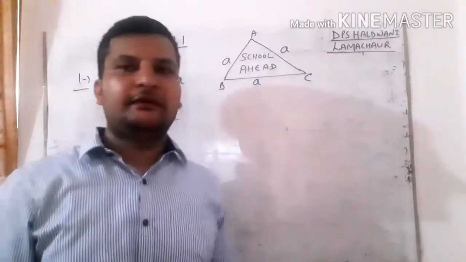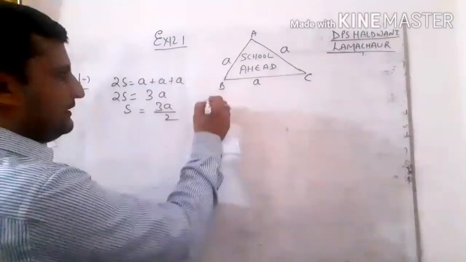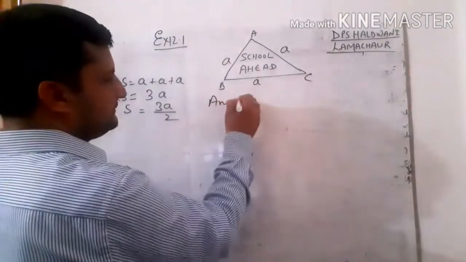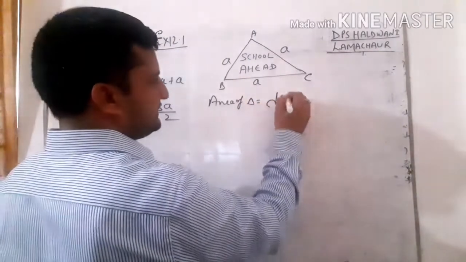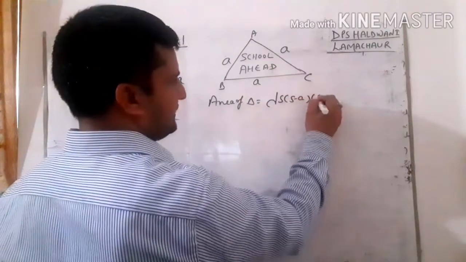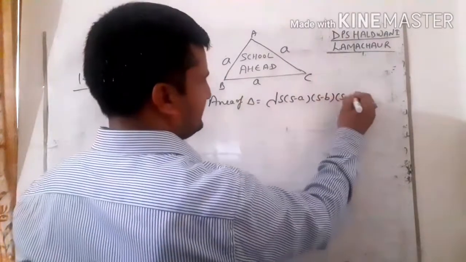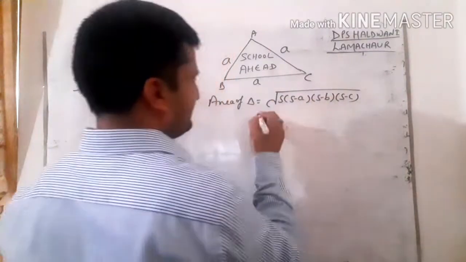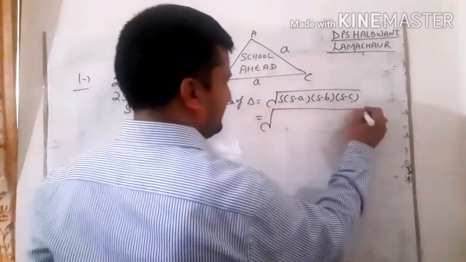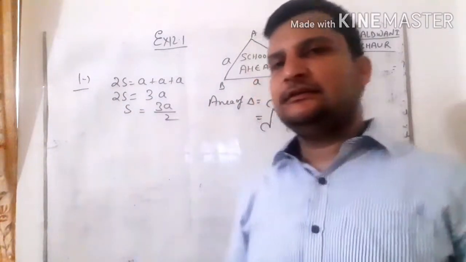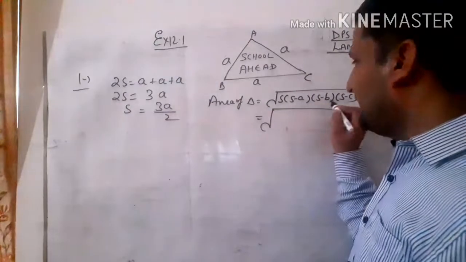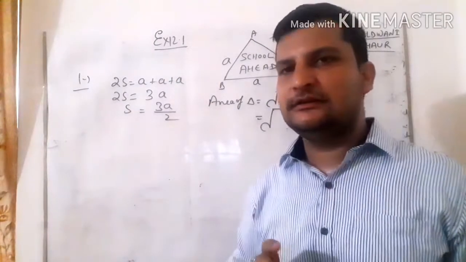Now again we have to find the area. The area of a triangle is equal to root of s minus a, s minus b, s minus c. So, students, we have to put all the values here. Here a, b and c, all the sides are the same, as given in your book.